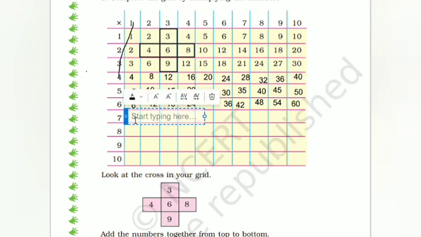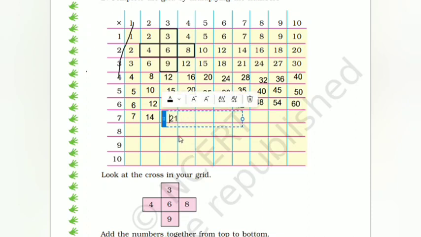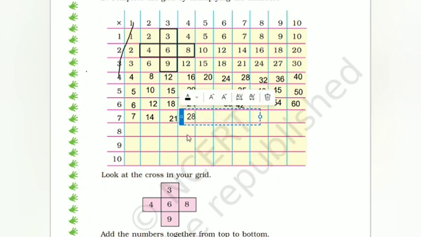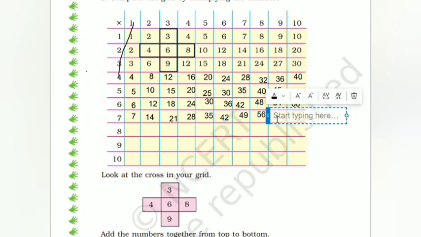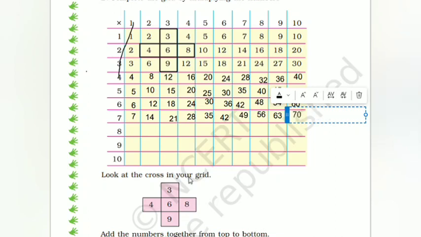Next is the factor with 7. 7 crossed 1, 7. 7 crossed 2, that is 14. 7 crossed 3, 21. 7 crossed 4, 28. 7 crossed 5, 35. 7 crossed 6, 42. 7 crossed 7, 49. 7 crossed 8, 56. 7 crossed 9, 63. 7 crossed 10, 70. Then next is about 8.